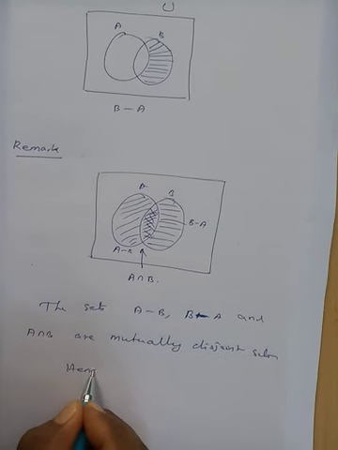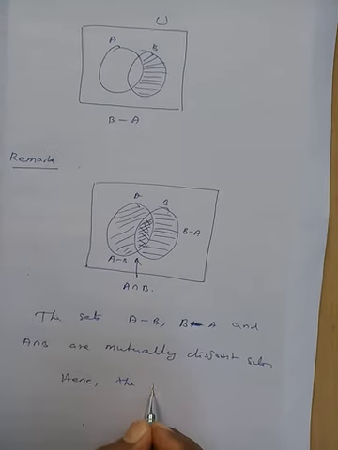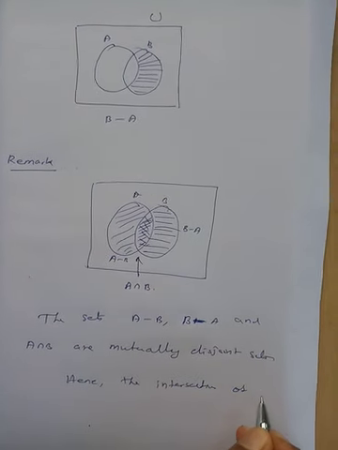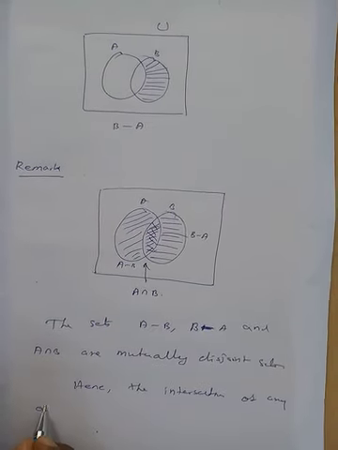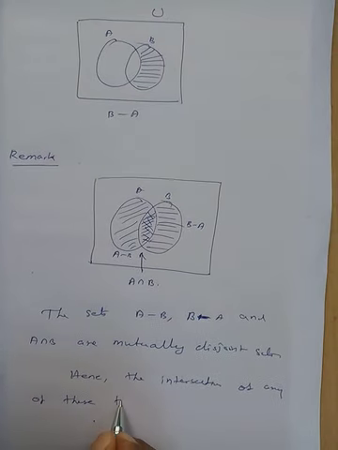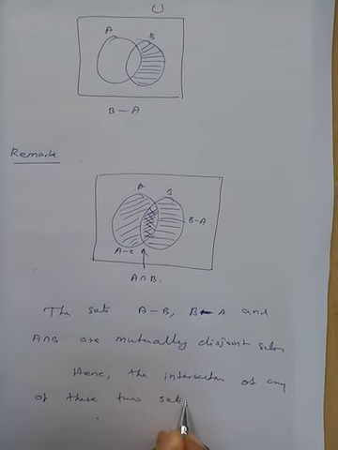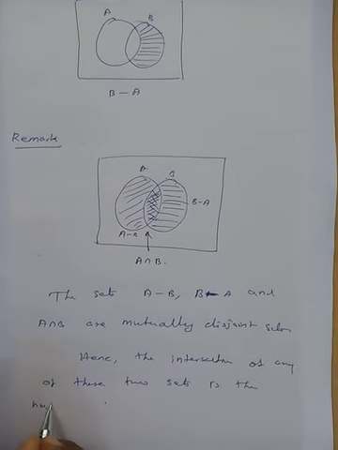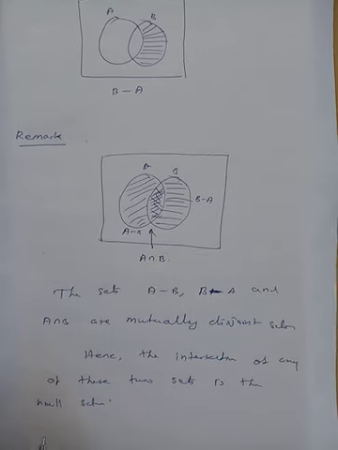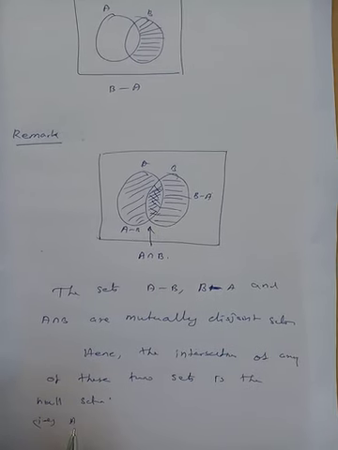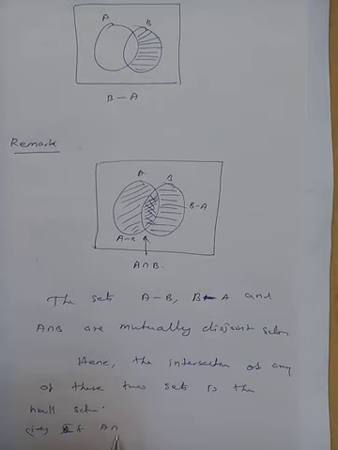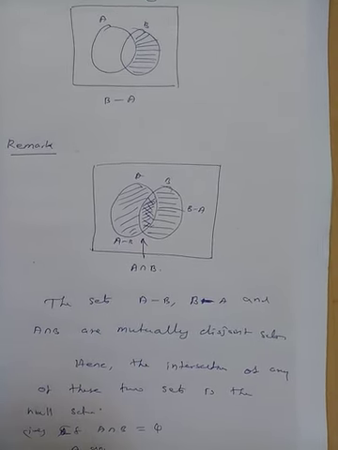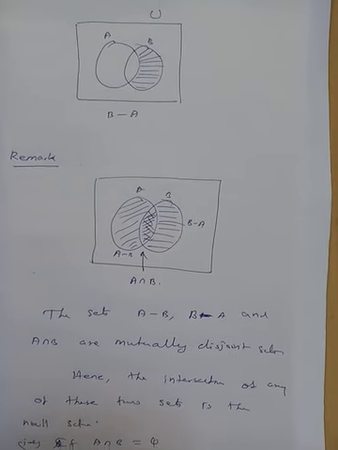Hence, the intersection of any two of these sets is the null set. That is, if A intersection B is equal to empty, it means A and B are disjoint.